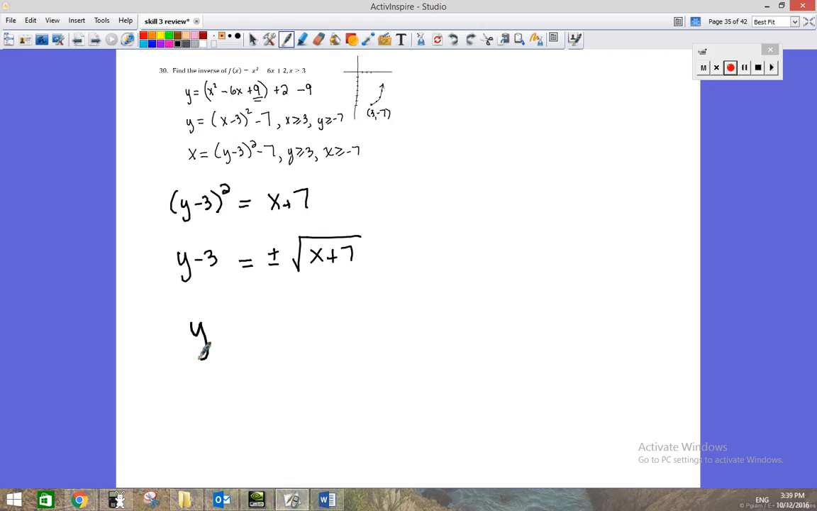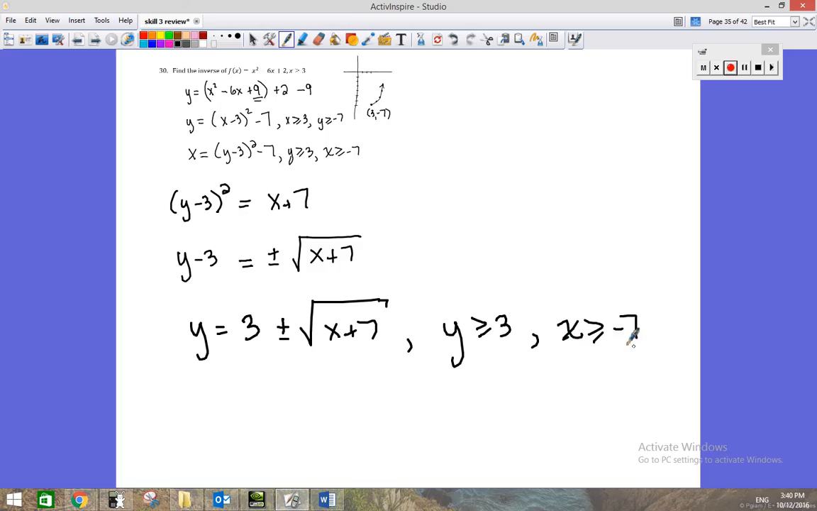And if I leave it like this, I know that when I have a plus and minus symbol in my equation, that can't be a function because this really splits into two equations, and you'll have one x that produces two different y's. But remember that this restriction was coming along for the ride. I need this y to be greater than or equal to 3 and x to be greater than or equal to -7.